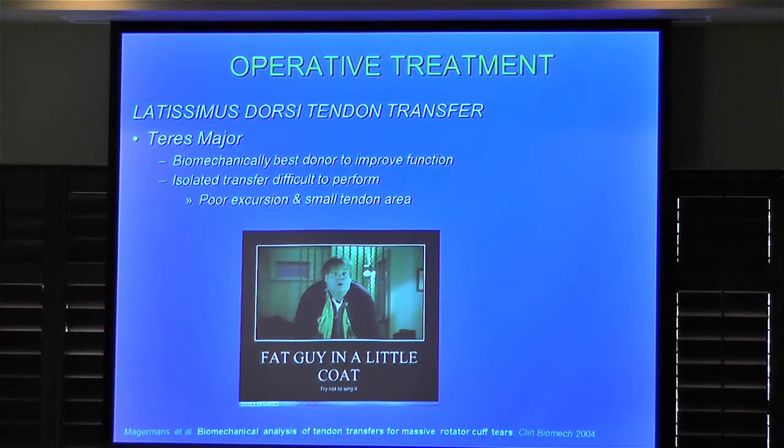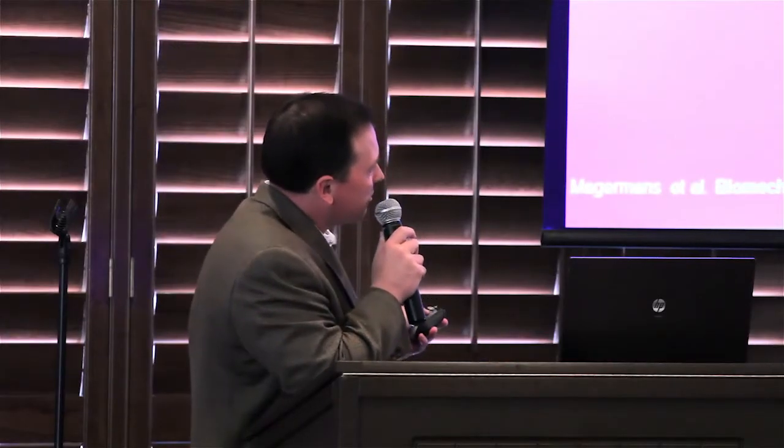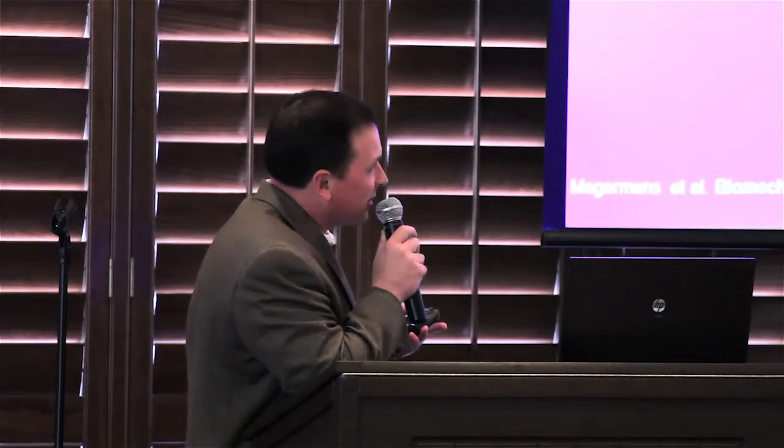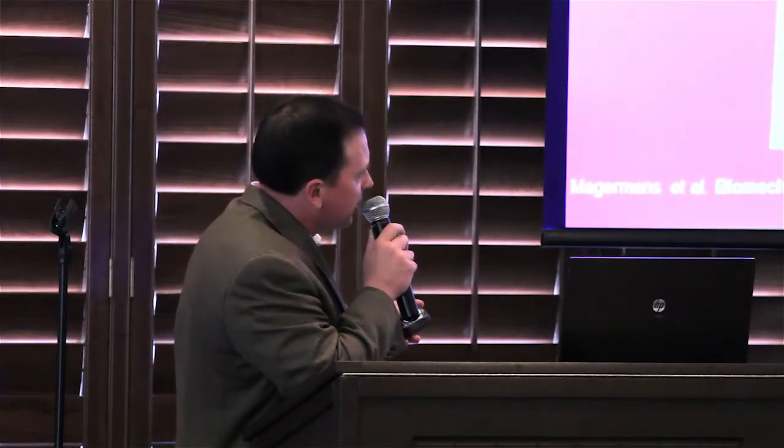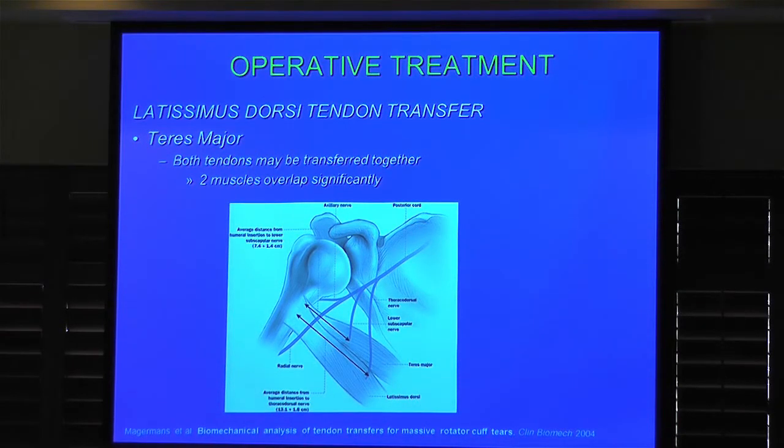And sometimes we can bring the teres major. It biomechanically is better than the lat, but isolated transfer is very difficult to perform because it has poor excursional mobility in a small tendon area. So even though it's got good strength, it just doesn't line up well, and there's not much tendon. So it's much like Chris Farley here, big guy in a little coat, big muscle, little tendon. But you can move them both at the same time. Frequently there's anatomic variation. The teres major and latissimus dorsi tendons blend together at their insertion on the humerus. We cut that and then bring it up. So you may be able to move both tendons together. I've done it. It's very technically challenging.